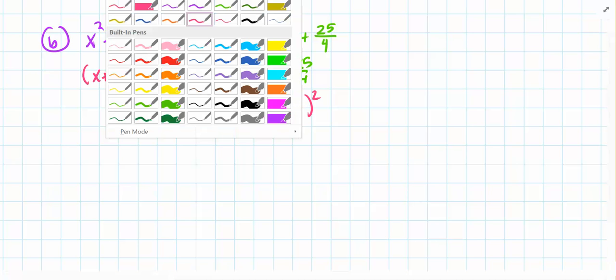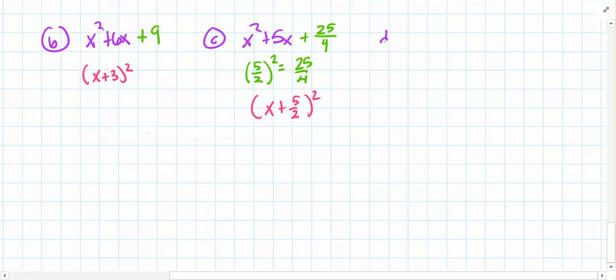Right? How about this one? Let's do x squared plus 7x. How do you create the perfect square trinomial? What would you do? Add what number? You would add 49 over 4, and what would that do for you? Very good. (x plus 7 over 2) squared.